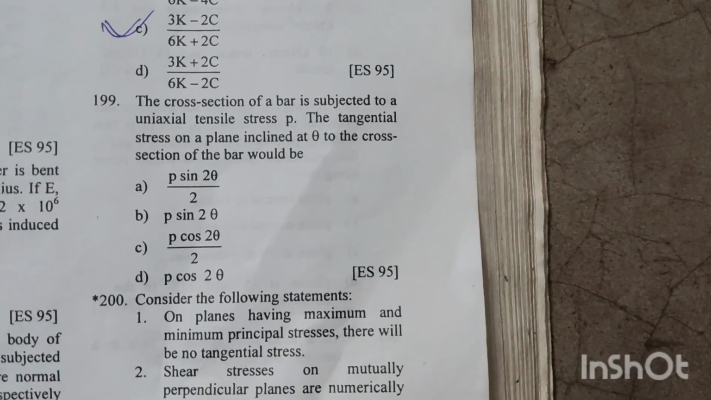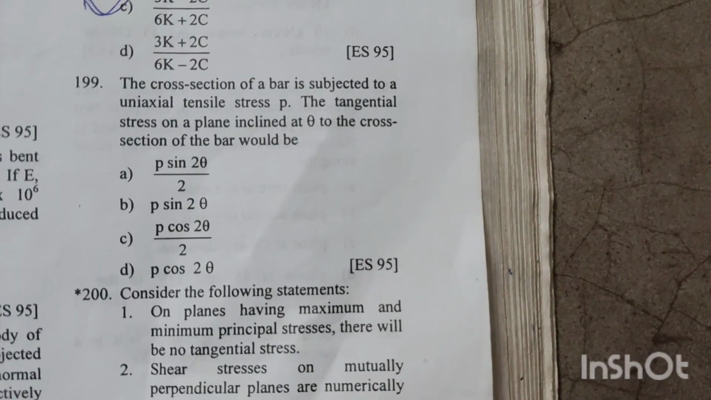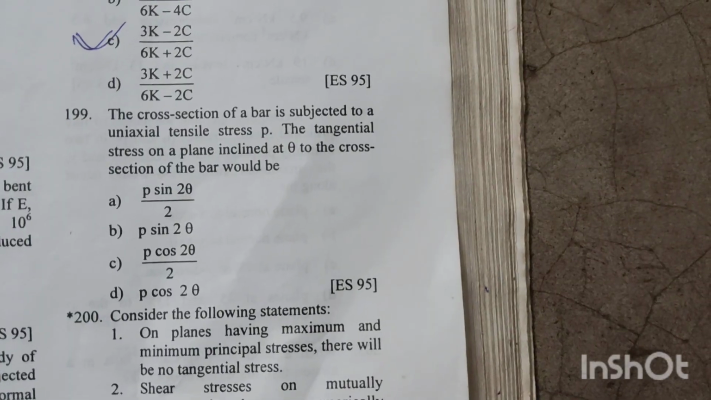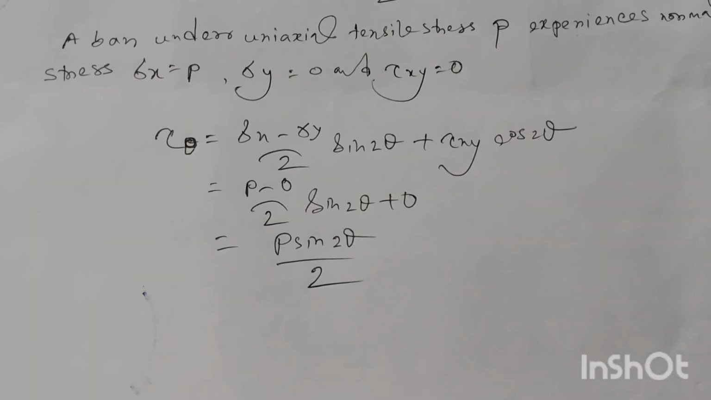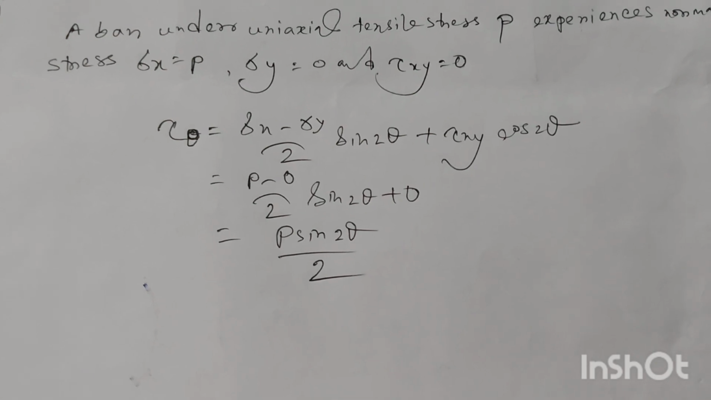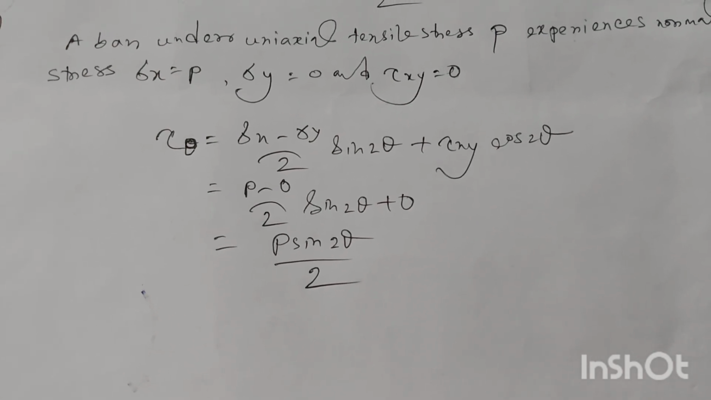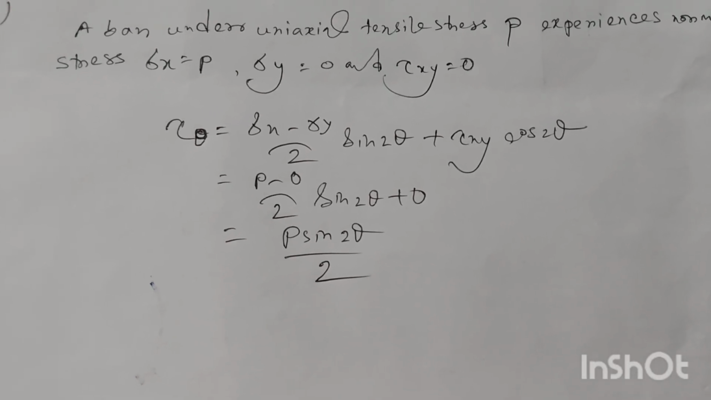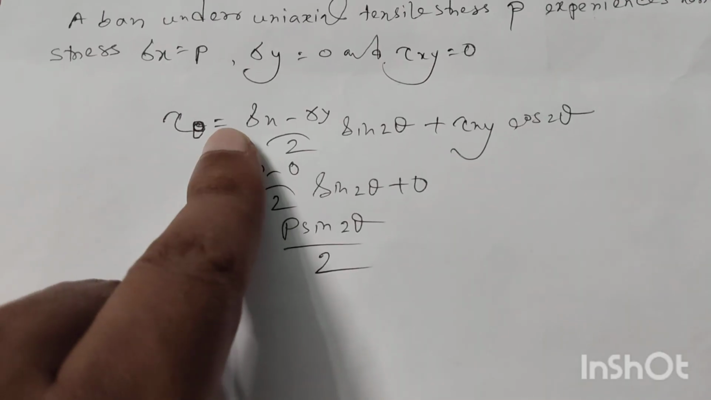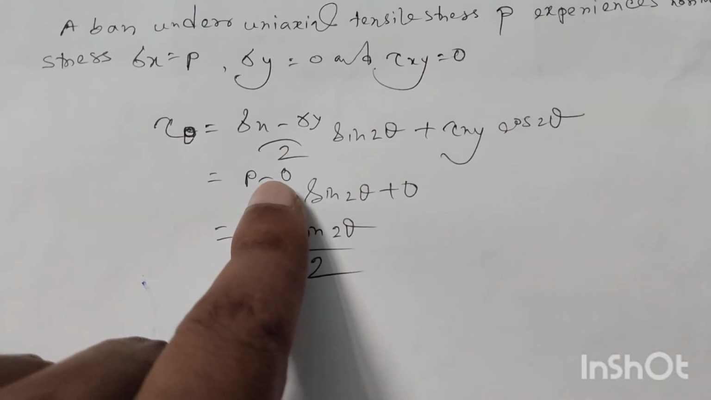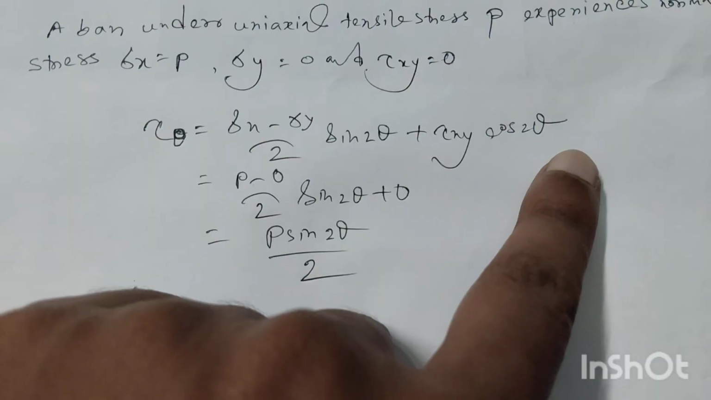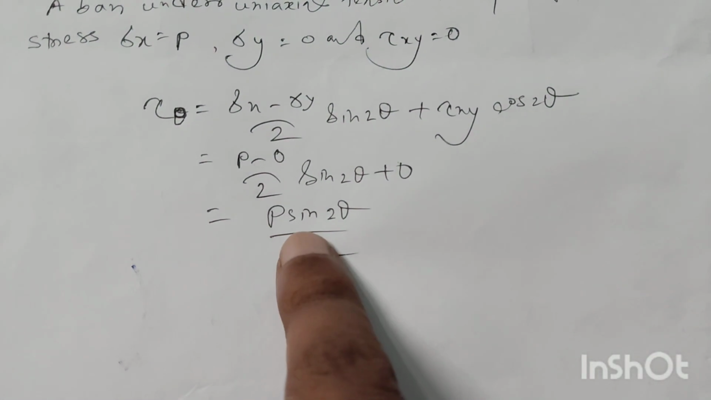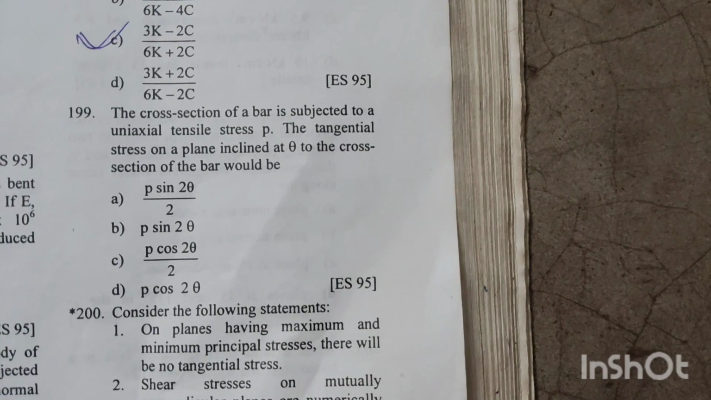Question number 199. The cross section of the bar is subjected to a uniaxial tensile stress P. The tangential stress on a plane inclined at theta to the cross section of the bar would be. A bar under uniaxial tensile stress P experiences normal stress sigma x equal to P, sigma y equal to 0, and tau xy equal to 0 also. So the tangential stress on a plane inclined at theta, tau theta, would be equal to sigma x minus sigma y divided by 2 sin 2 theta plus tau xy cos 2 theta. By putting the values of sigma x, sigma y and tau xy in this formula, tau theta will be equal to P sin 2 theta by 2. Option A is the right answer.